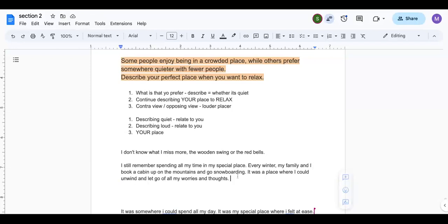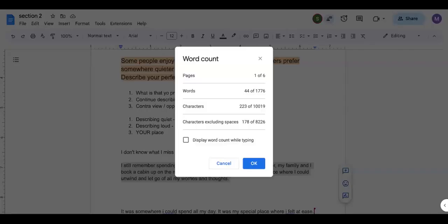Yeah, I just had one question. How long should the introduction be? Like, how many words? This is more than enough. I said three sentences at max. So this is like 44 words, right? You should range from 40 to 50 words. That's maximum. Okay, got it.